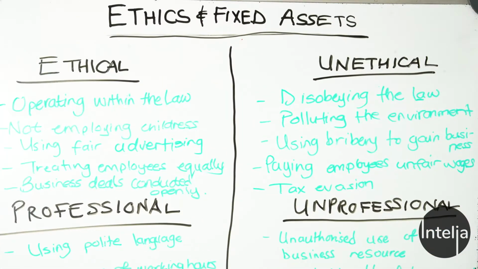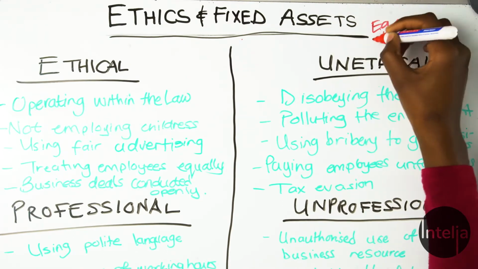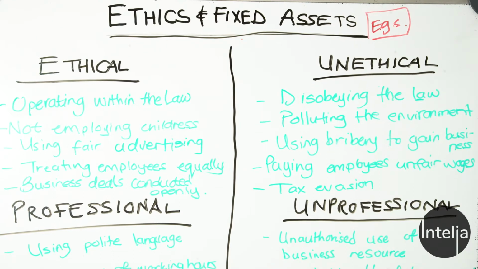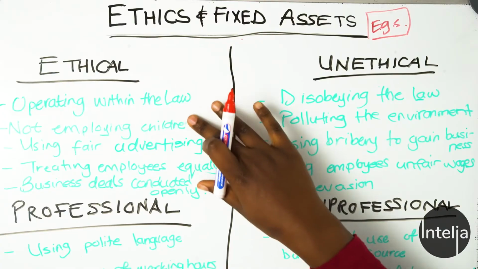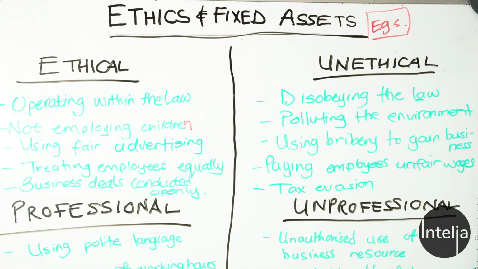Ethical behavior examples. Examples are operating within the law, so not breaking any of the laws set out in the country in which you're operating. Not employing children. So there is a specific age limit at which children or teenagers are permitted to start to work, and employing anyone below that limit or that regulation is not ethical.